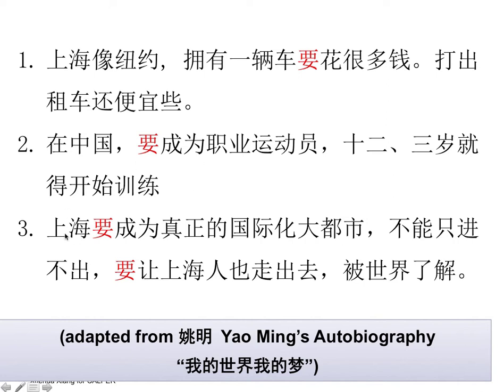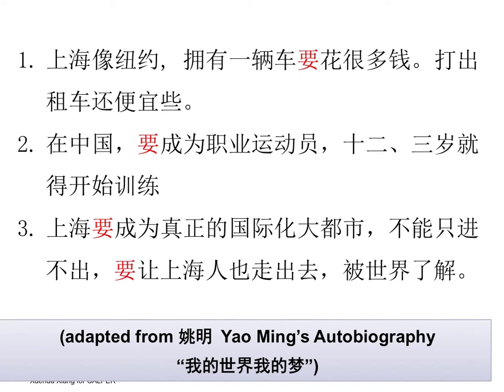The third one, 上海要成为真正的国际化大都市，不能只进不出，要让上海人也走出去，被世界了解. This is a difficult sentence. This is the policy of the former Shanghai mayor. His policy is that Shanghai has to become a true international cosmopolitan city. It cannot just have people coming in. Shanghai residents should go out to the world to be understood by the world.